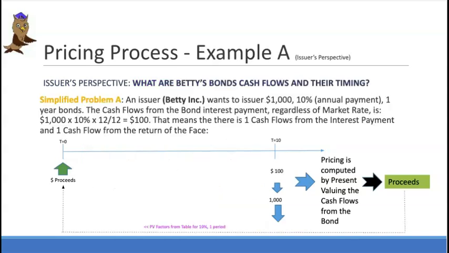In example A, still from the issuer's perspective, Betty Inc. wants to issue a 1-year, $1,000, 10% annual interest bond at a time when the market rate is also 10%. We know already that since the contract rate equals the market rate, there will be no discount nor premium. So we would not need to do any bond pricing calculation in this case. But I will still go ahead and calculate it to illustrate how this is done.